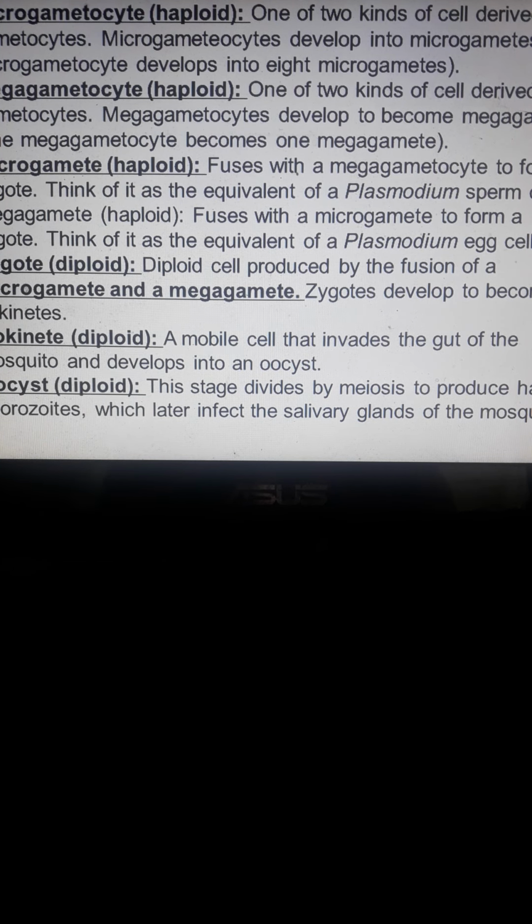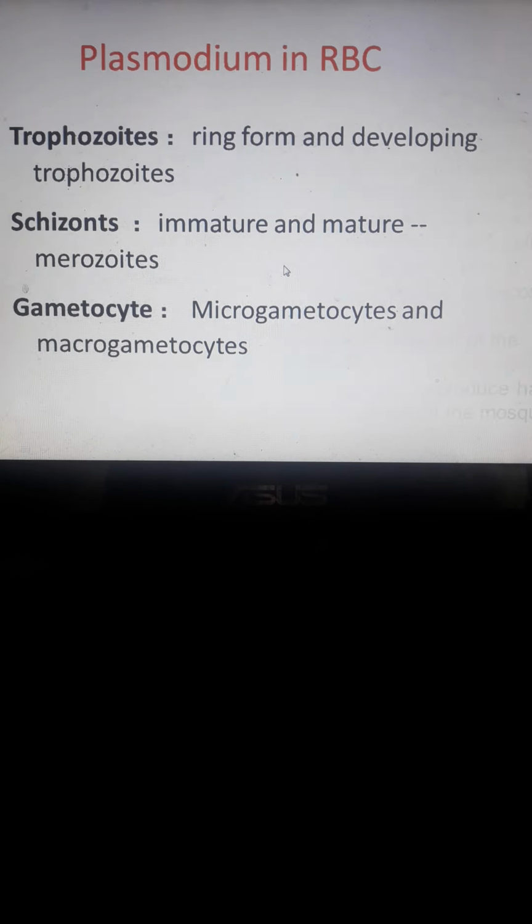And later on, the oocyst is in the gut of the mosquito. This stage divides by meiosis to produce haploid cells, which later infect the salivary glands of the mosquitoes. Okay? So, the Plasmodium RBC stages: the trophozoites, as I told you, ring form, develop into trophozoites, schizonts, immature and mature merozoites, and develop gametocytes. We have microgametocytes and we have the macrogametocytes also.